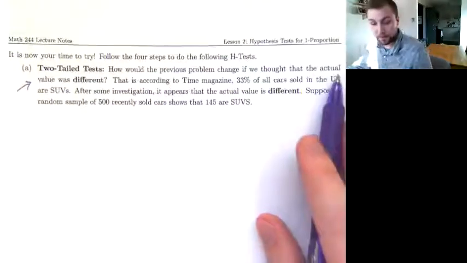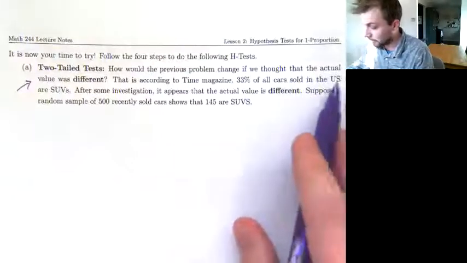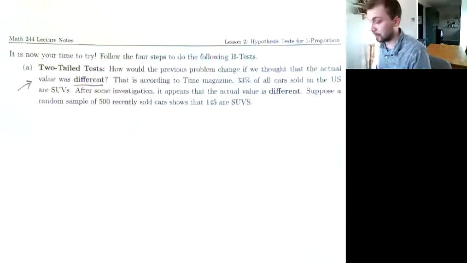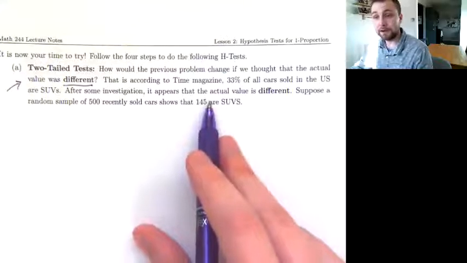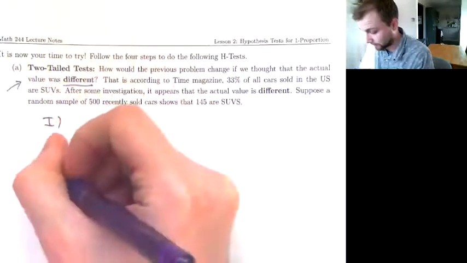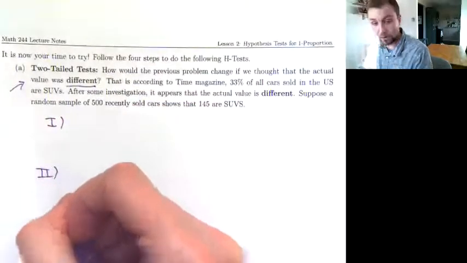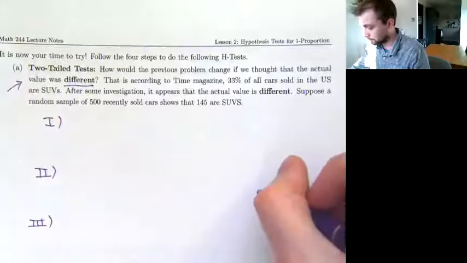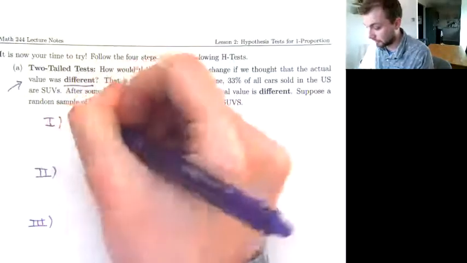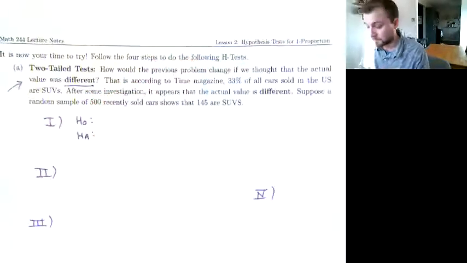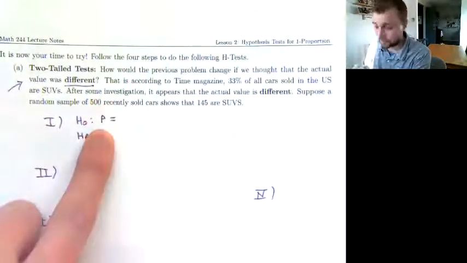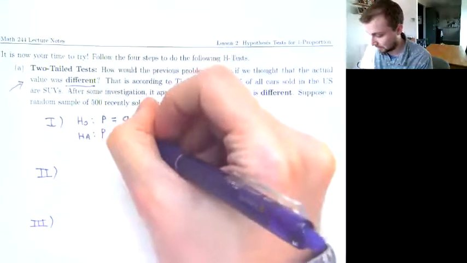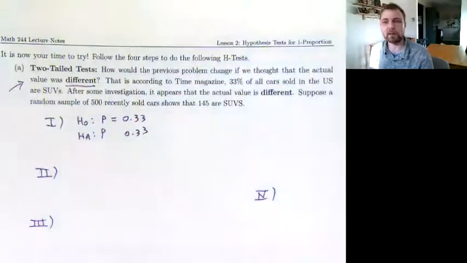So how would the previous problem, the one about the SUVs, change if we thought the actual value was different? Okay, I'm noticing the same numbers here though, 33%, 500, and 145. I still have the same 4 steps. I'm kind of going in autopilot mode a little bit there. I'm starting with my hypotheses. My null hypothesis is always going to be parameter, in this case I'm working with percentages, equals number, 33%.